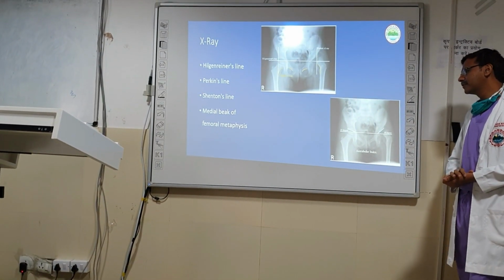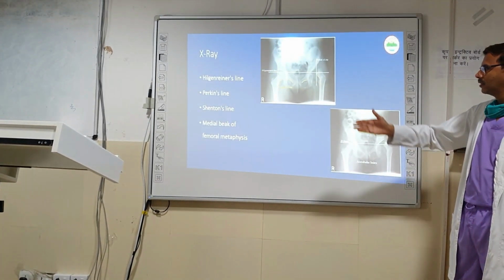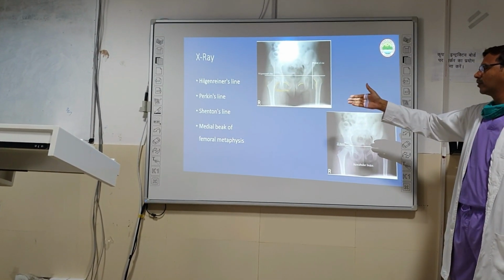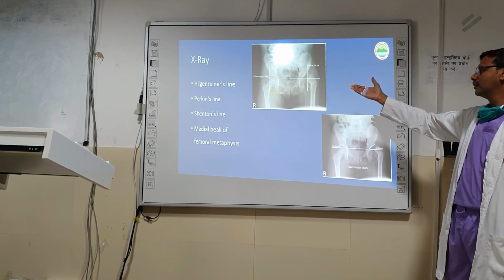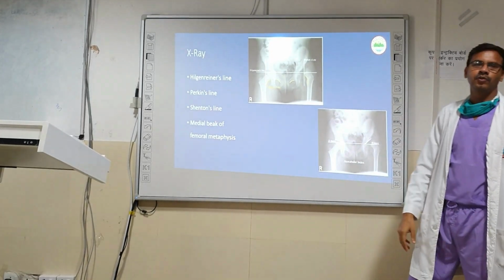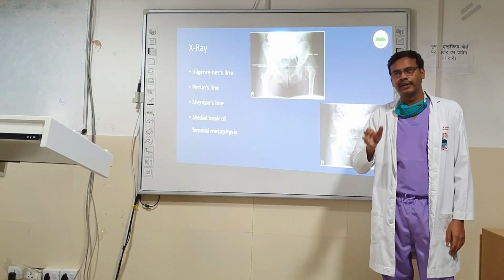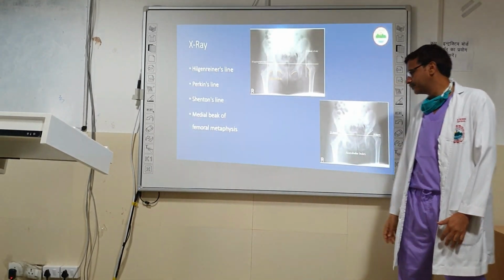Now what are the other things? Other is the Shenton's line. All of you are aware that the medial femoral shaft cortex, then calcar, then lesser trochanter and the inferior margin of the superior pubic rami, that is obturator foramen, they form a Shenton's line. If there is a break in this line, you suspect this problem.